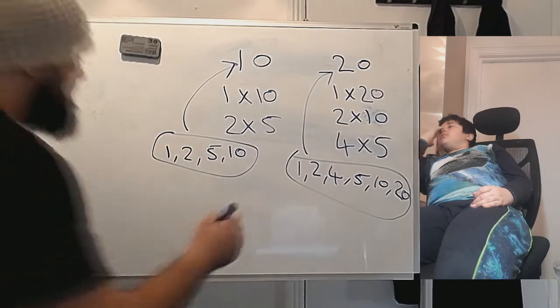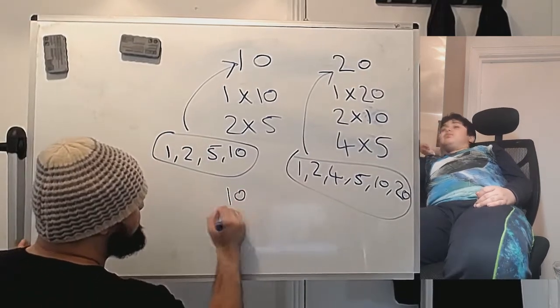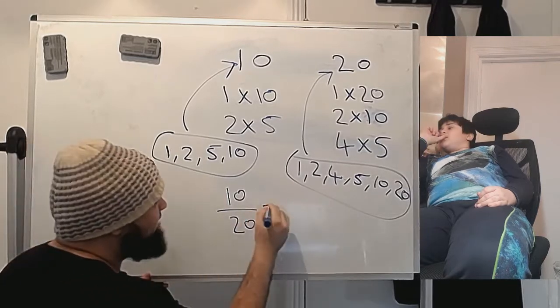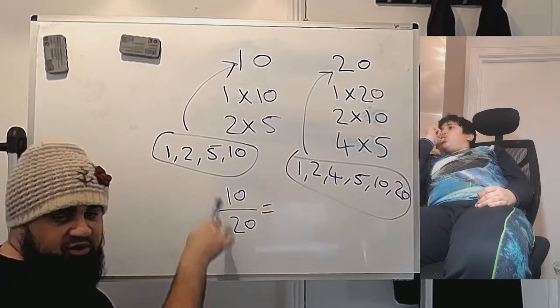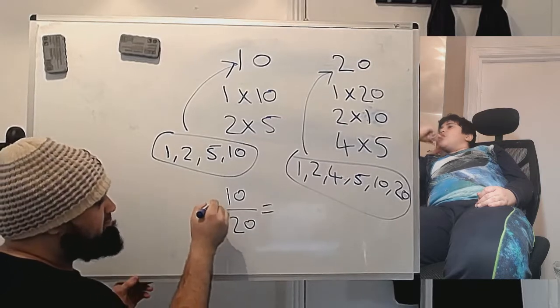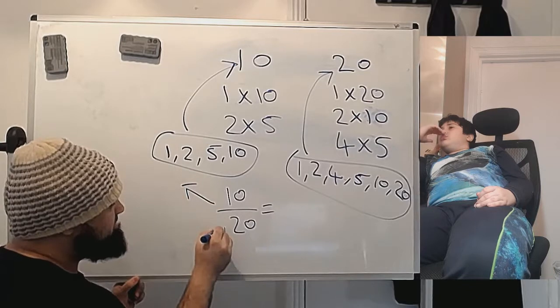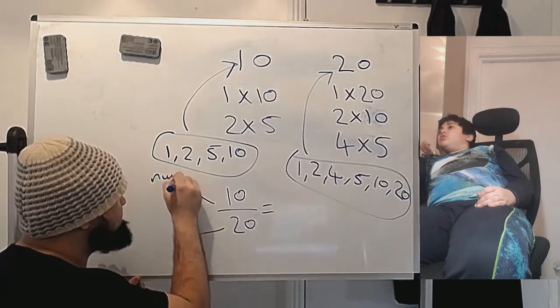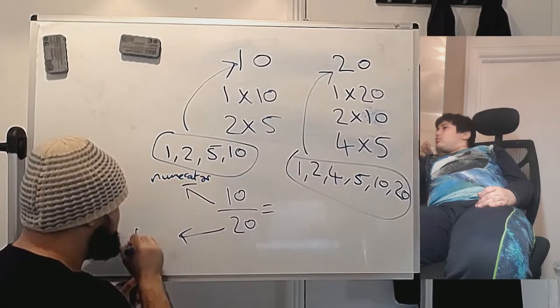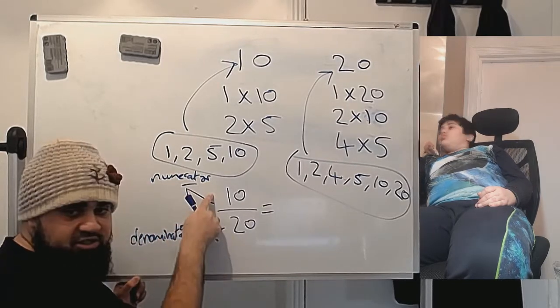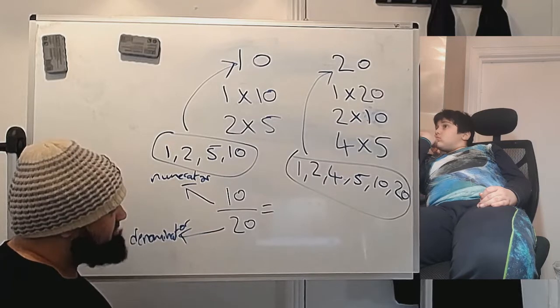I'm going to give you a fraction of 10 over 20. I want to simplify this. But how? We have to look for factors that are common. The top of a fraction is called the numerator, and the bottom is called the denominator. So the top is called the numerator and the bottom is called the denominator.